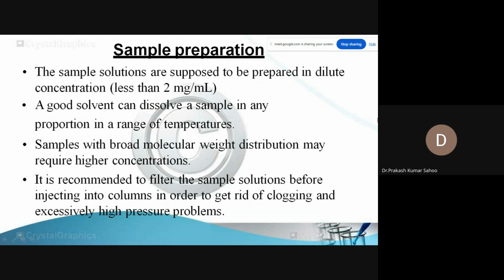A good solvent can dissolve a sample in any proportion in a range of temperature. Samples with broad molecular weight distribution may require higher concentration. It is recommended to filter the sample solution before injecting into the column in order to avoid clogging and excessively high pressure problems. So this is how the sample is prepared. A very dilute sample is prepared, and a good solvent is used for the sample preparation at normal temperature.